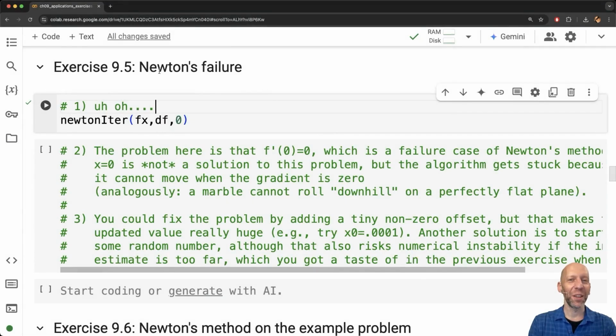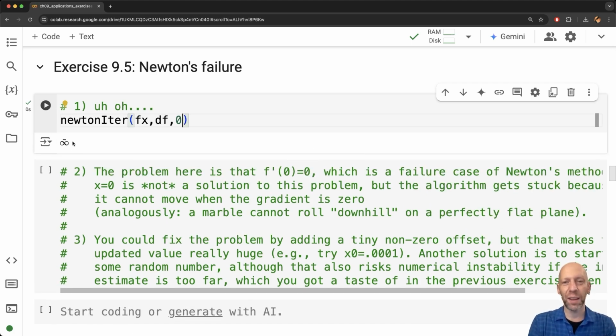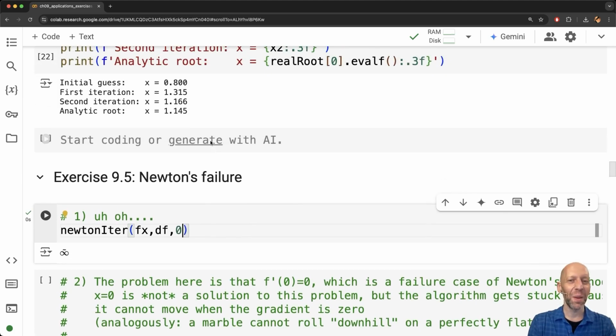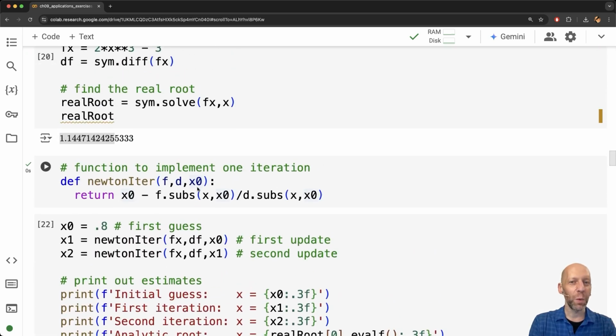All right, I call this here Newton's failure. Let's see. So here I'm running exactly the same code as I did for the previous exercise. Same symbolic function, same symbolic derivative. The only difference is in the previous exercise, we started off with an estimate of 0.8, and now we are starting off with 0. And we get some funny looking, approximately infinity sign. So something is going wrong here. This is definitely not a valid root of the equation. So what's the problem here?